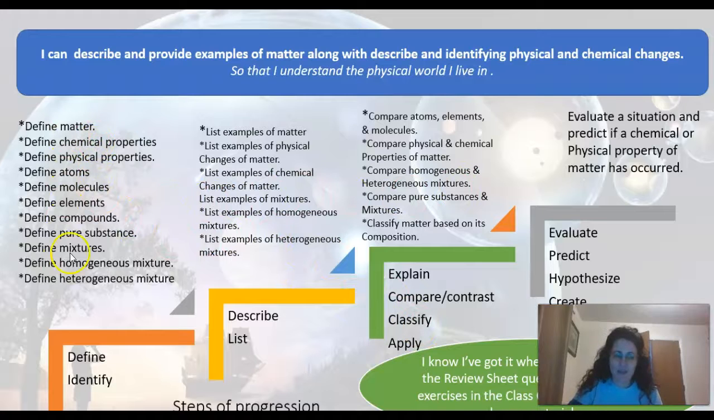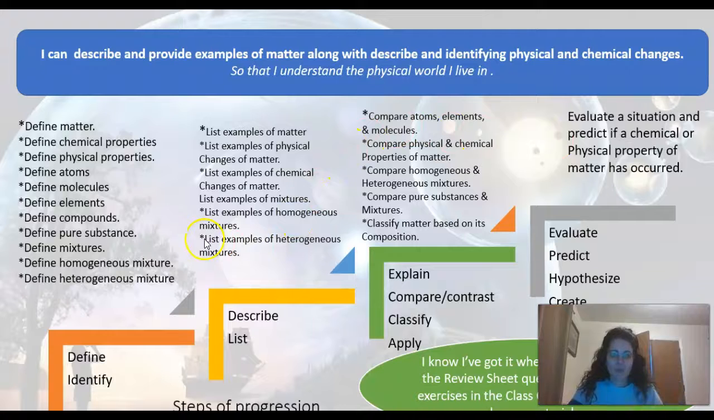Like I said, some of this you'll know, but you can use this sheet or this part of the chart as a checklist for you. You want to start at the lower steps right here. Make sure you can define matter before you list examples of it. And as you go, each one of these tasks is a little bit more complicated. Near the end of this lesson, you should be able to look at a situation and decide, is this a chemical property or a physical property?